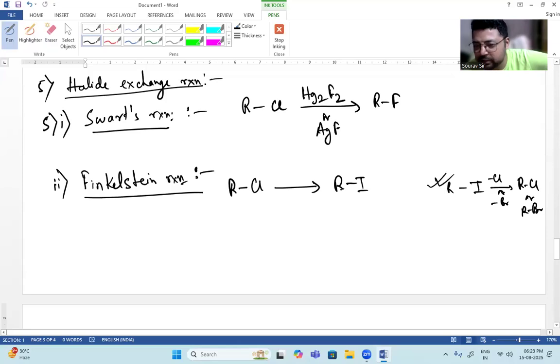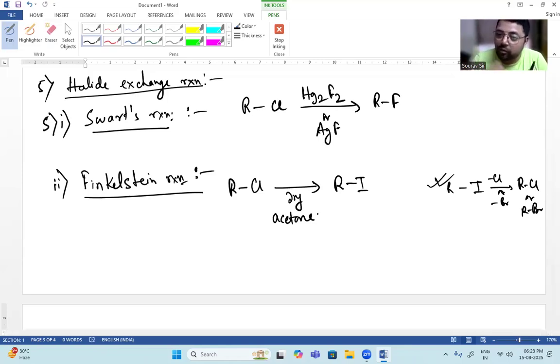But how to prepare this? You will need a highly polar aprotic solvent like acetone, and it should be completely dry. Okay? RCl to RI we usually cannot make, because whenever we put it in water or anywhere, Cl leaves and I is a better leaving group. I has a much better leaving property than Cl. It will try to leave, and chlorine will try to enter there. But the reverse reaction is very tough.